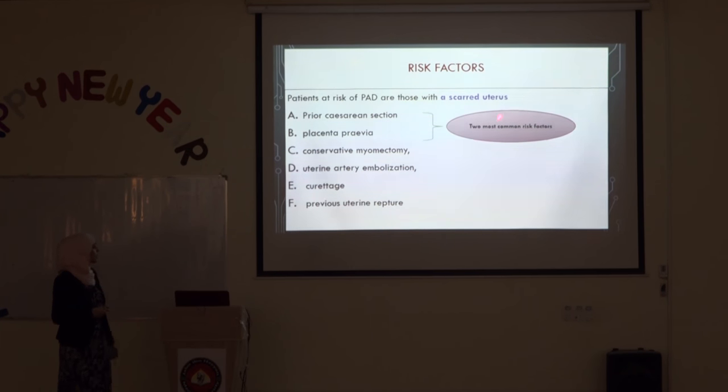The other risk factors include any surgeries that cause scarring in the uterus, like myomectomy, uterine artery embolization, D&C, and previous uterine rupture. So anything that can cause scarring in the uterus, abnormal uterine tissue, can lead to abnormal invasion of the placenta.